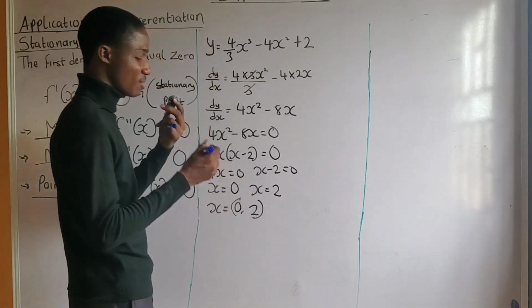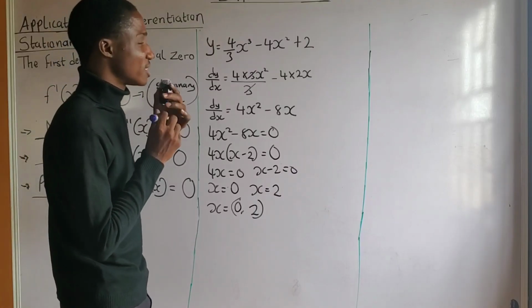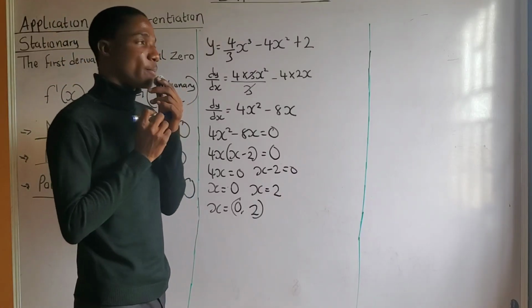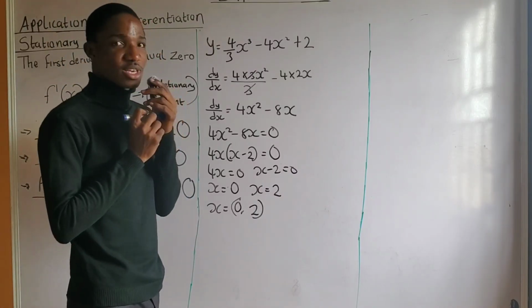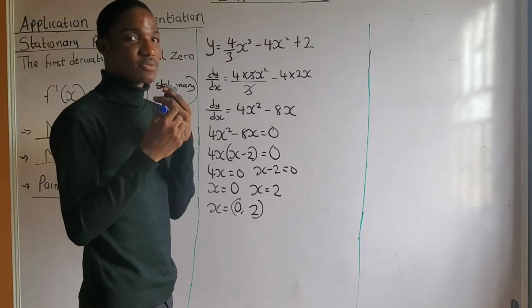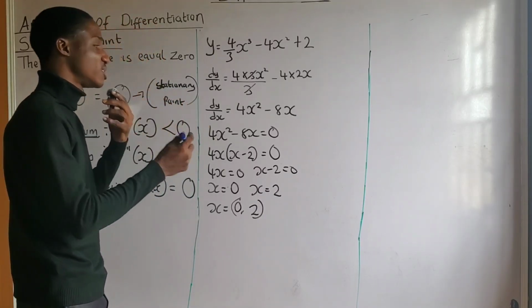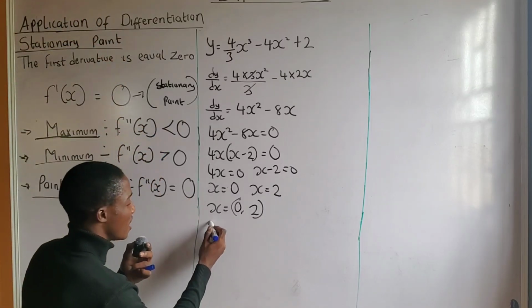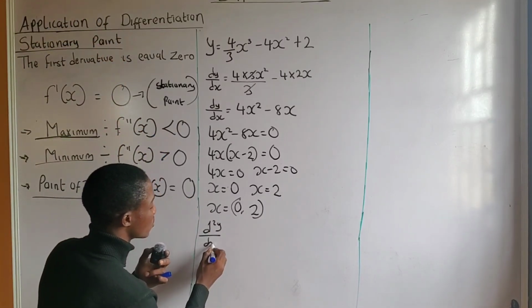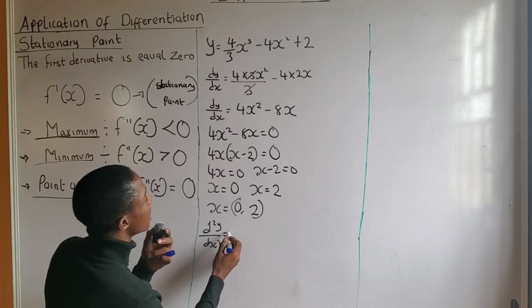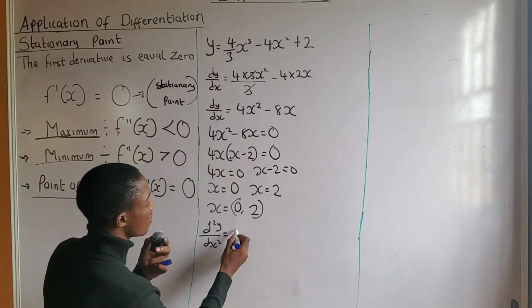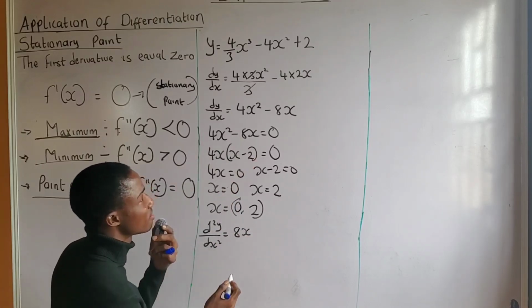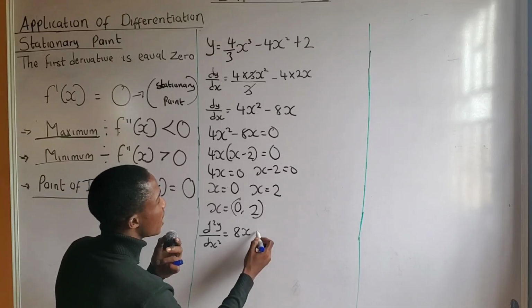Now, having gotten the stationary points, we want to check whether each is maximum, minimum, or point of inflection. So let us use the second derivative test. Hence, I'm going to differentiate this function one more time. So d squared y over dx squared will be equal to, differentiating 4x squared, 8x, right? Differentiating minus 8x, I'm going to have minus 8.